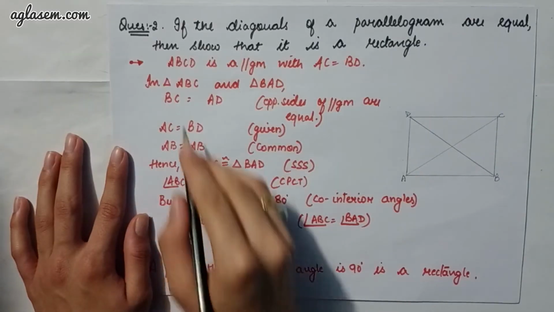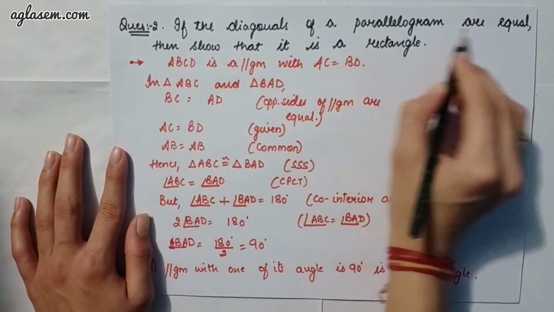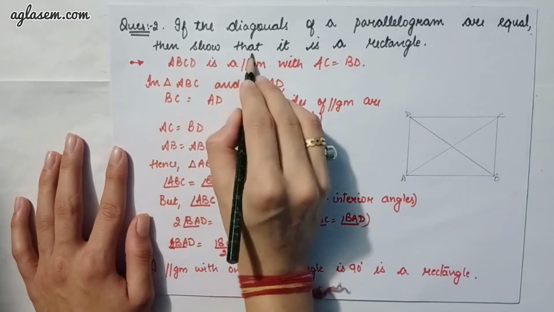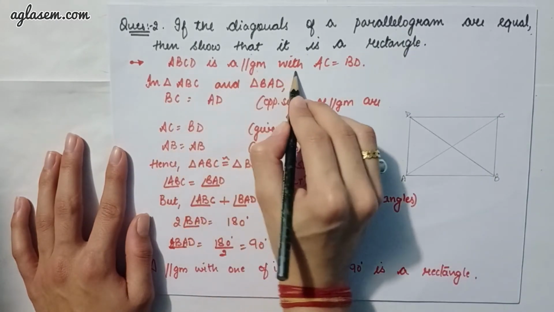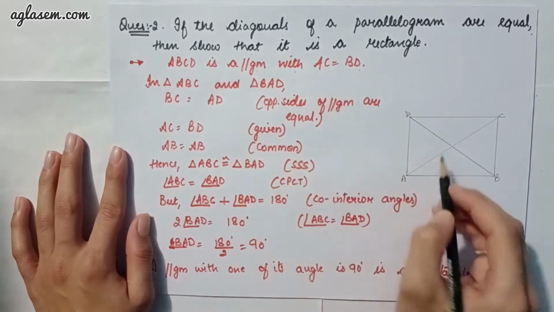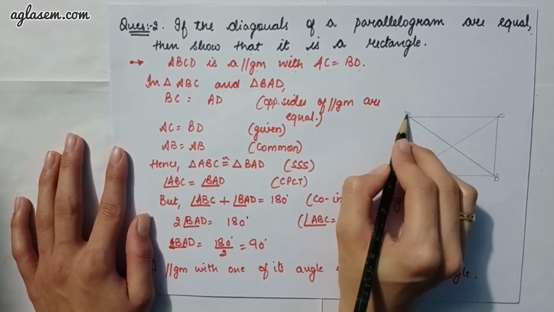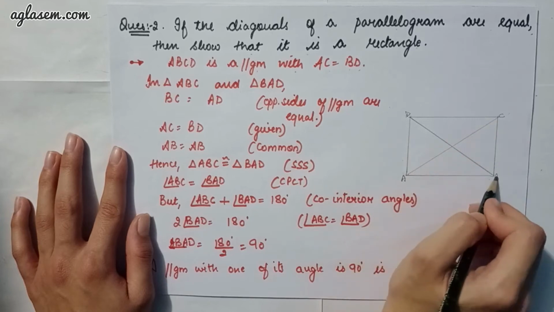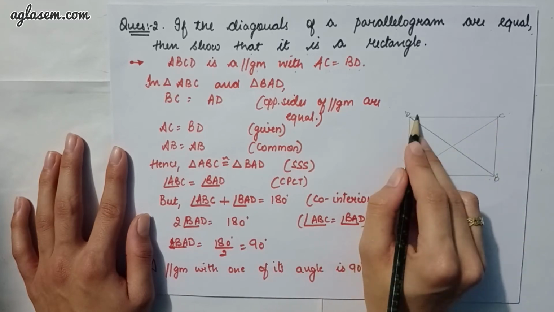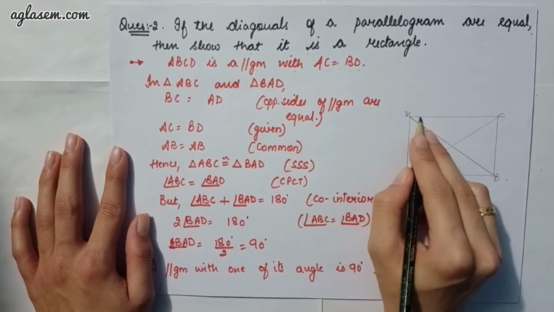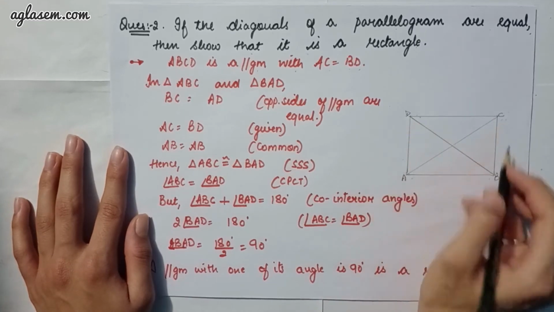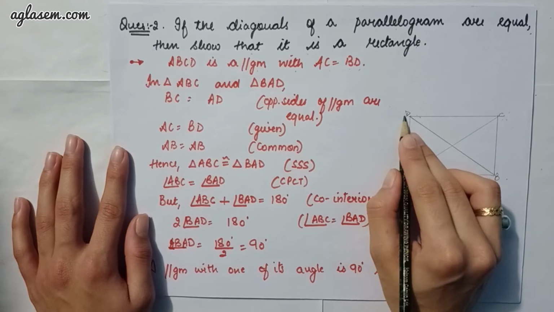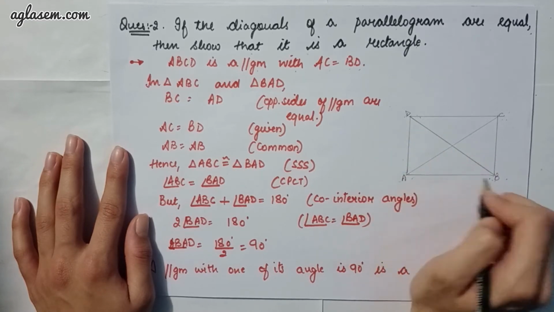Moving to the second question, which says if the diagonals of a parallelogram are equal, then show that it is a rectangle. ABCD is a parallelogram with AC equal to BD. So in triangle ABC and triangle BAD, BC and AD are opposite sides of the parallelogram, which are equal. AC and BD are given to us as equal, and AB is common.